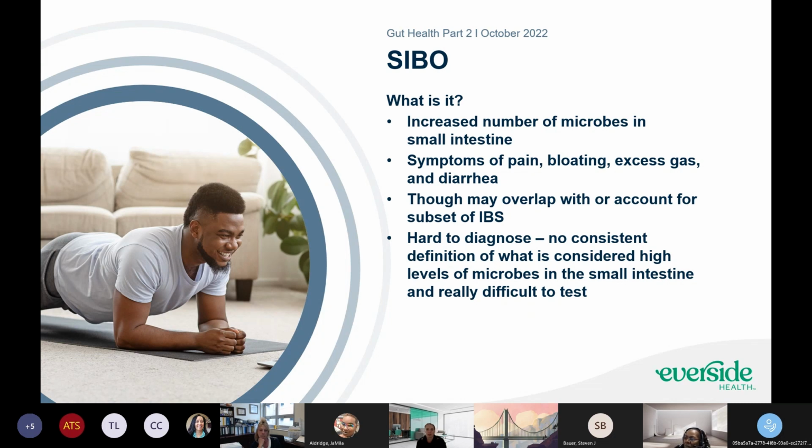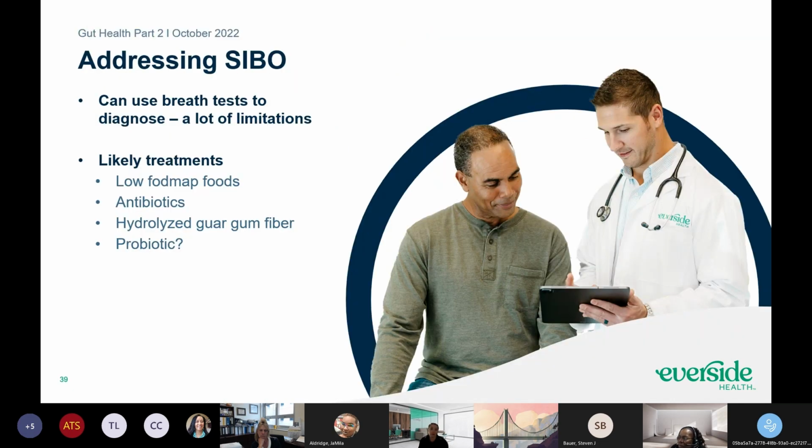The problem with small intestinal bacteria overgrowth is there's not a consistent definition of what's considered high levels of these microbiomes in the small intestine, because we don't know what's normal. What is the normal amount? So it's really difficult to test for it because there's not really those definitions. You can use breath tests to diagnose, but there's a lot of limitations and kind of inconsistencies with them. Likely treatment is going to be that IBS diet anyways. Antibiotics can be prescribed as well, hydrolyzed guar gum fiber, and then maybe some probiotics as well.